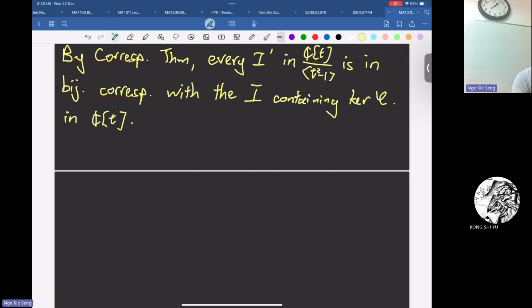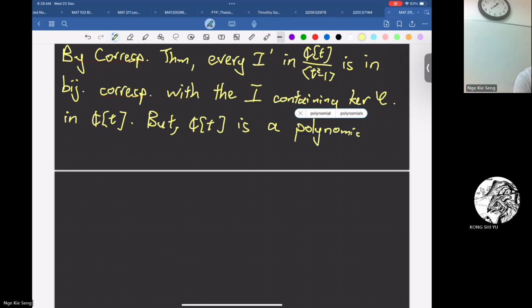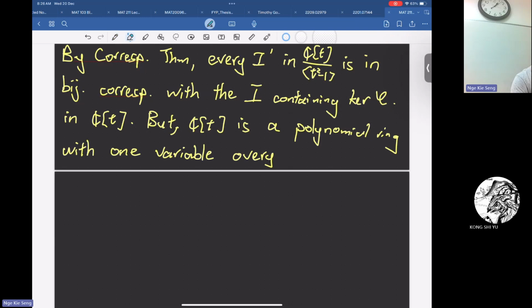But CT is a polynomial ring in one variable over the field C.